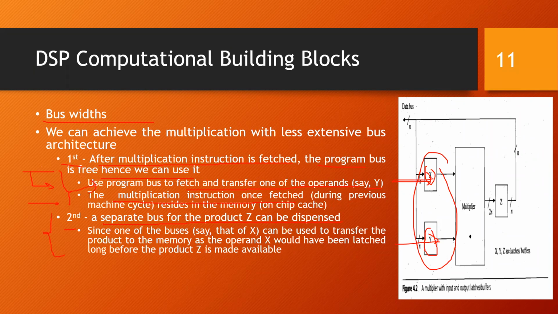Now, what about storing the results? You can provide one program bus to access the operand, another bus to access the other operand, and another bus to store the result. But this is again not feasible because one extra bus is coming in. If I want to avoid this, then once operand X has been fetched while operand Y is being fetched, this bus gets free. So I can utilize this bus to store the information. That is what is presented here.